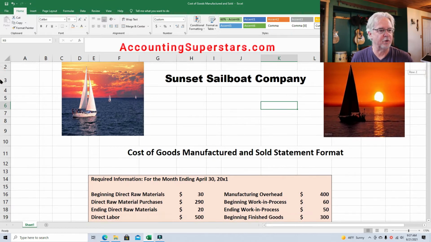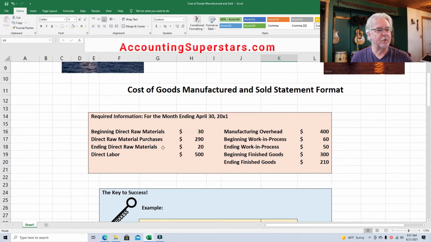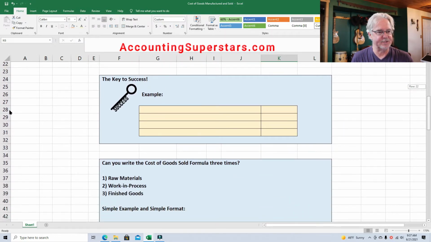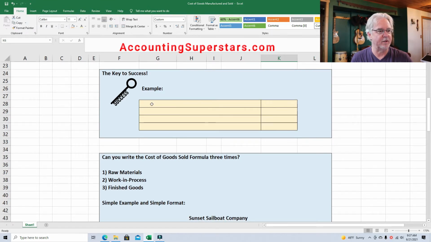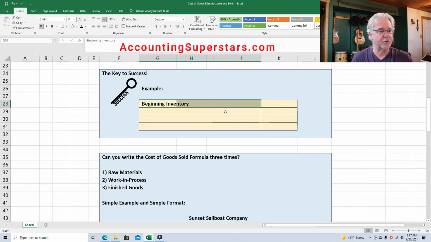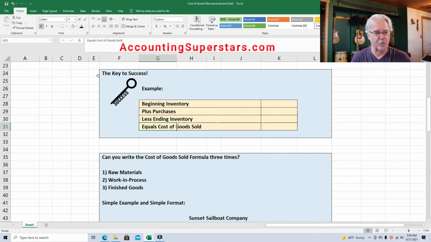We've got a whole lot of information right here, and we're going to use it in a minute. I won't go over it because it'll take too long and it'll be boring. So let's go down to the key to success. Here's how it all works. All three inventories work the same way. Start with beginning inventory, add purchases, less ending inventory, equals cost of goods sold. So this whole statement works just like this.